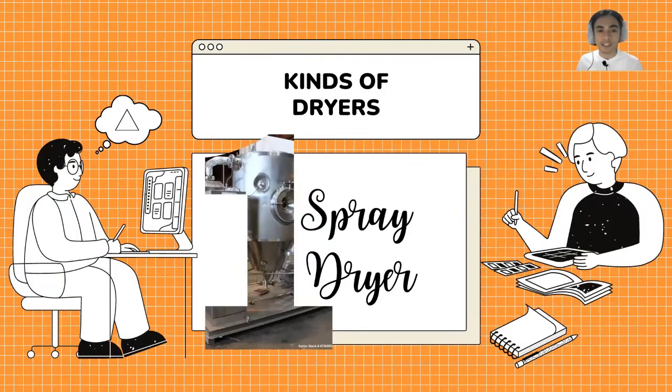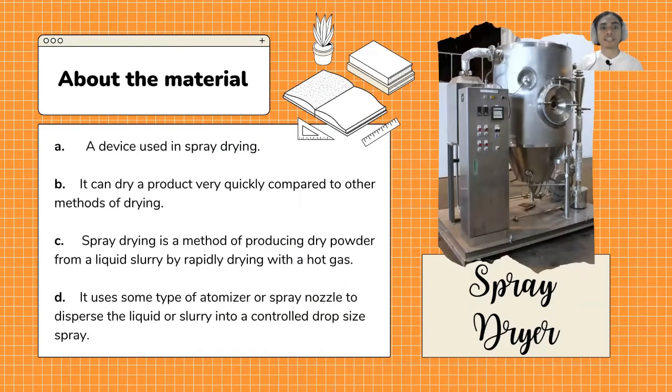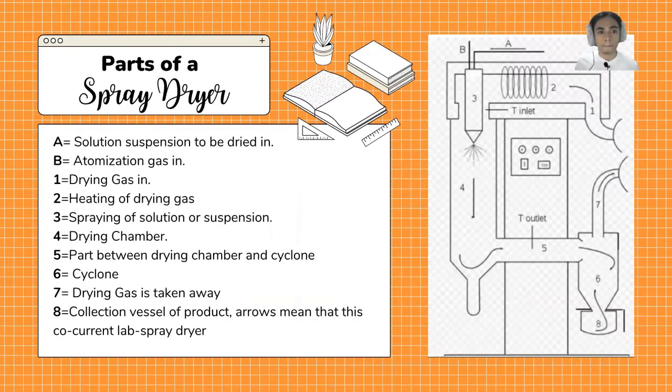Hi, my name is Dan Lester Mier, and let's begin with spray dryers. Spray drying is a method of producing dry powder from a liquid slurry by rapidly drying with a hot gas. It uses some type of atomizer or spray nozzle to disperse the liquid or slurry into a controlled drop size spray. It can dry a product very quickly compared to other methods of drying. These are the parts of a spray dryer. You can pause the video here to analyze the figure.